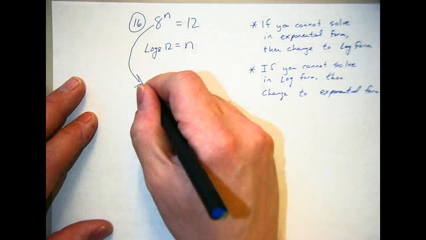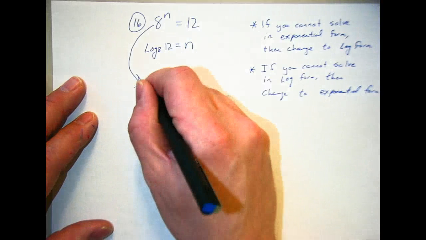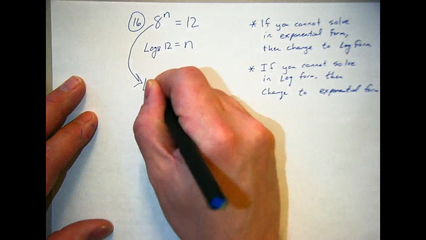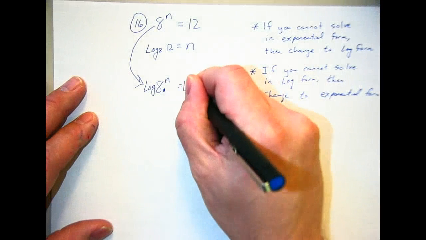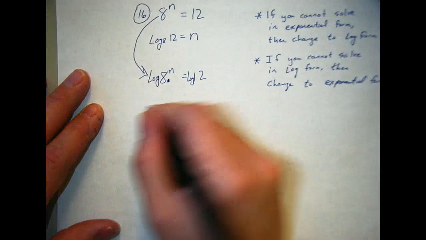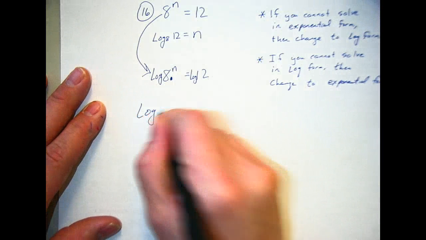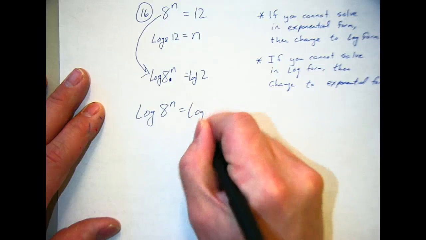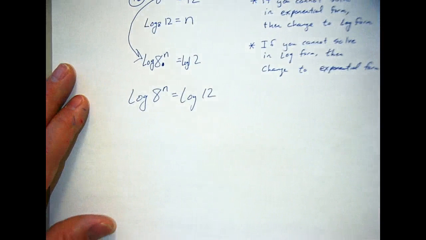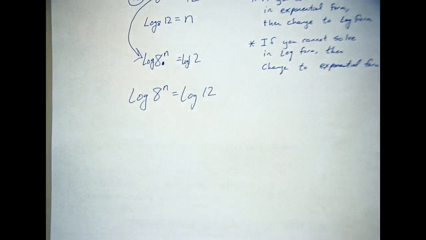So what I'm going to do is take the log of this. I'm going to impose the log. So I'm just writing log, and I'm writing log. To make it a little neater and maybe bigger, I'm saying now log of 8 to the power of n is equal to log of 12. Okay? So you're imposing the log to both sides.